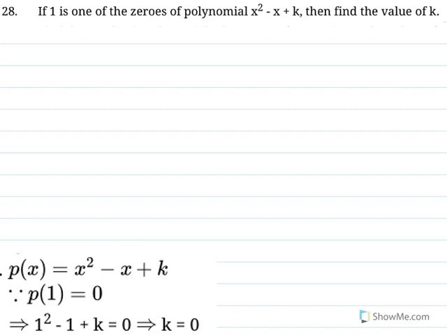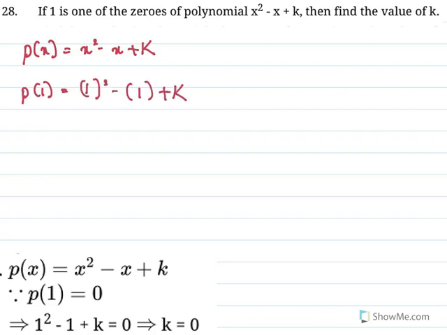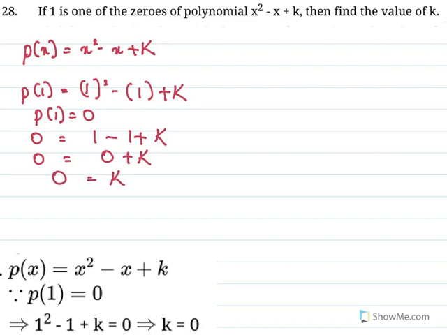If 1 is one of the zeros of the polynomial, find the value of k. So a polynomial p of x equal to x square minus x plus k. Now 1 is a zero, therefore we do p of 1. So wherever there is x, we put 1. If it is a zero, then p of 1 is equal to 0, which means 0 equal to 1 minus 1 plus k. 0 equal to 0 plus k. K equal to 0.